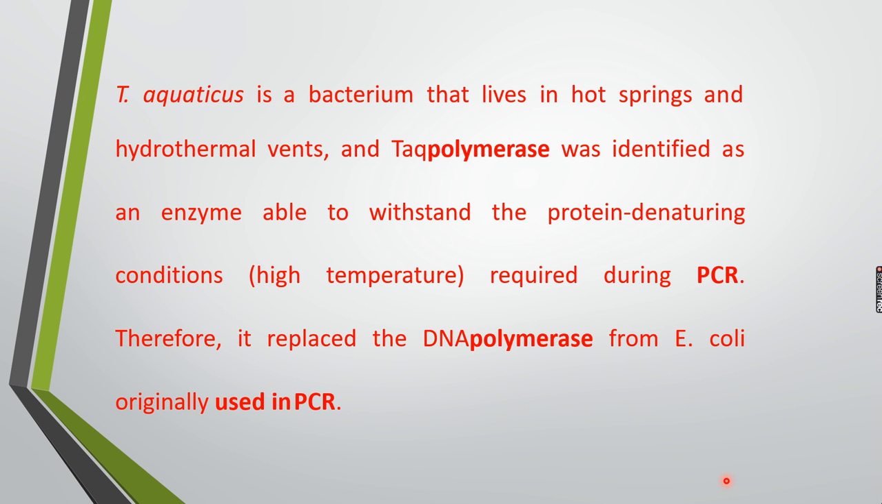Another important bacterium which is useful is Thermus aquaticus. This is a bacterium that lives in hot springs and hydrothermal vent openings. Taq polymerase, a DNA polymerase, was identified as an enzyme able to withstand protein denaturing conditions at high temperature, up to 95 degrees Celsius. We said that heat can denature the characteristic features of proteins. So for that, Taq polymerase enzyme is produced by this Thermus aquaticus bacterium.